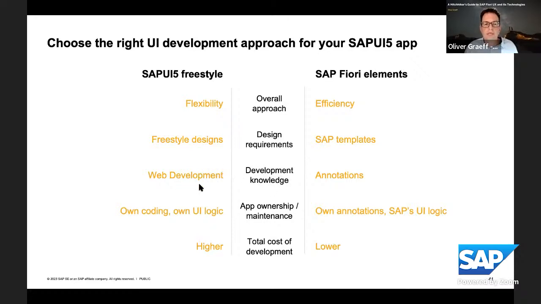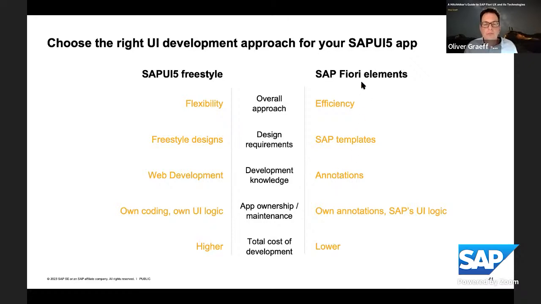What do you need to know to do this? To develop SAP UI5, you need to have web development skills. You need to know about SAP UI5, obviously. You need to know about JavaScript, for example. On the other hand, if you develop a Fiori Elements application, you need to understand the annotations, right? This is the metadata controlling what's happening, what's being generated with Fiori Elements.